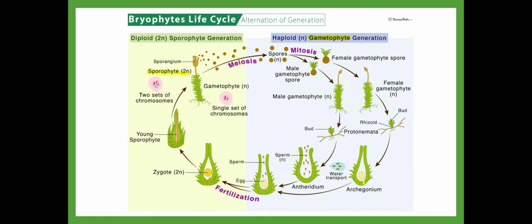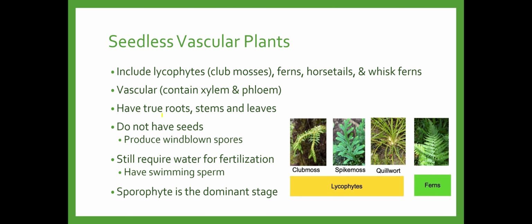Okay. All right, our next group, moving up on the evolutionary ladder, is going to be our seedless vascular plants. So that means they now have the vascular tissue for transport. We can see that here. They have the xylem and the phloem. Xylem carries water, phloem carries food, but they don't have seeds yet.